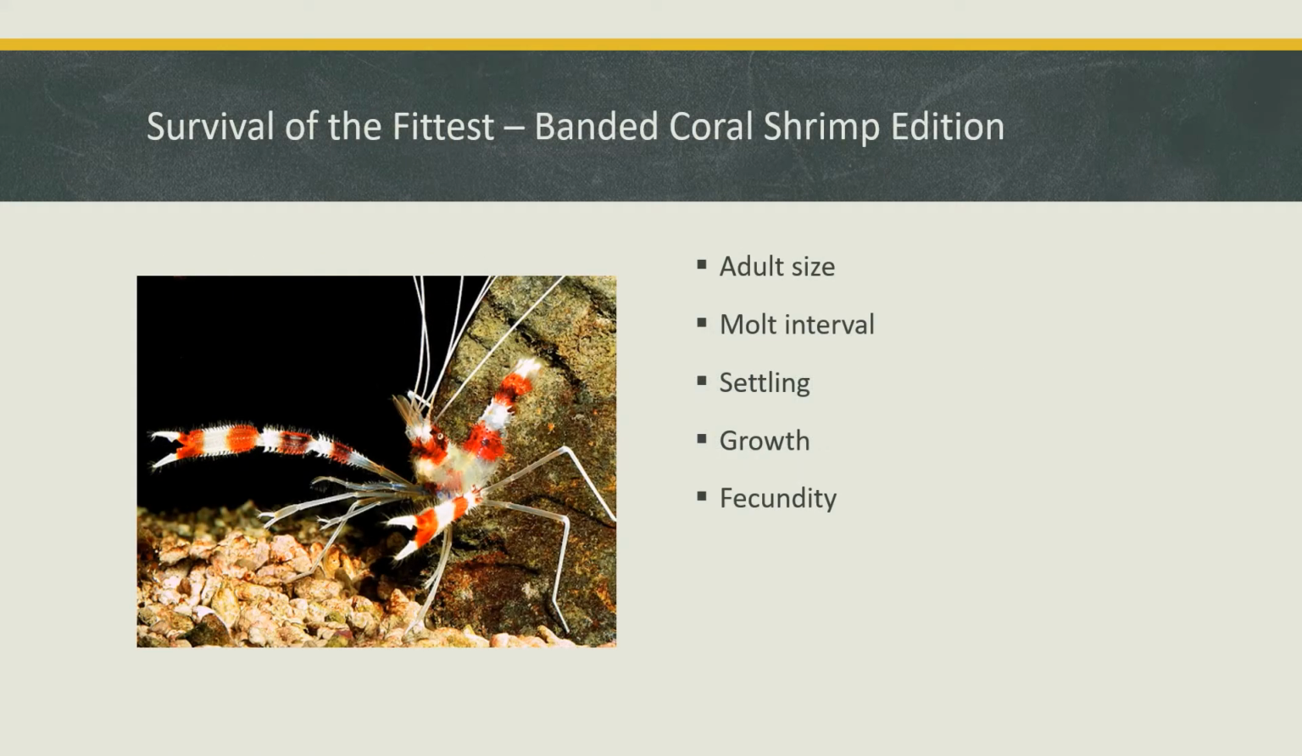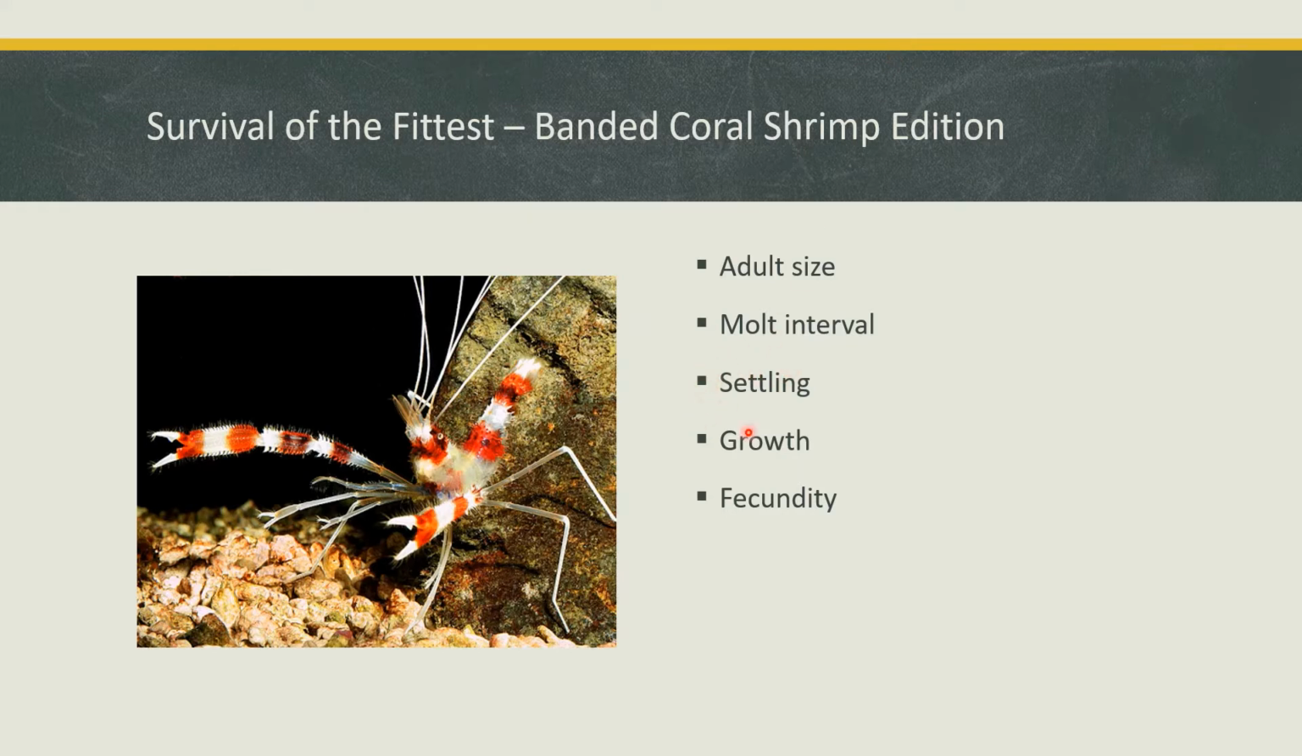Let's take another look at this adorable shrimp. Dr. St. Mary has studied 5 genetic traits of this shrimp and their effect on survival. So here they are. These traits are size of adult shrimps, molt intervals, or the time between moltings. And moltings, in case you weren't sure, are periodic shedding and regrowth of the shrimp's exoskeleton. So that happens as the shrimp grows.